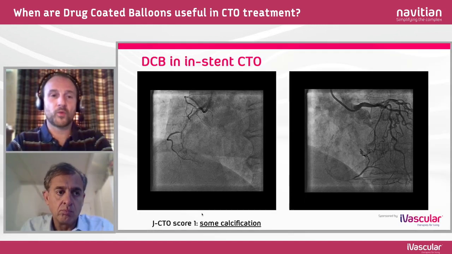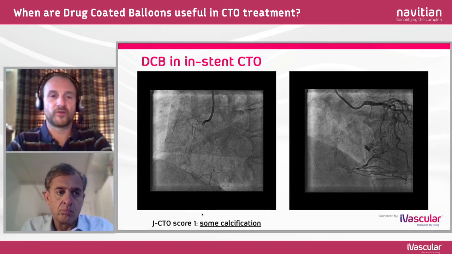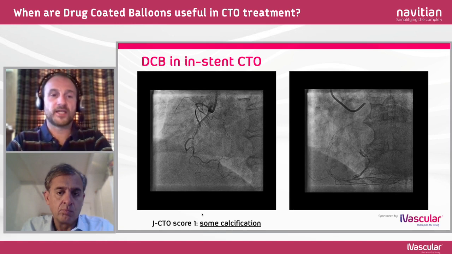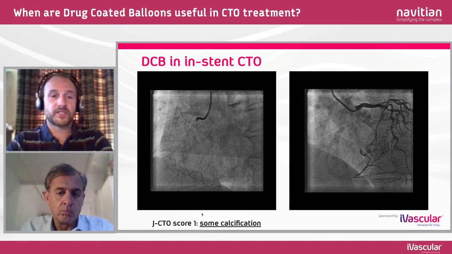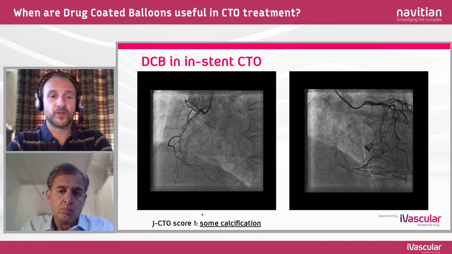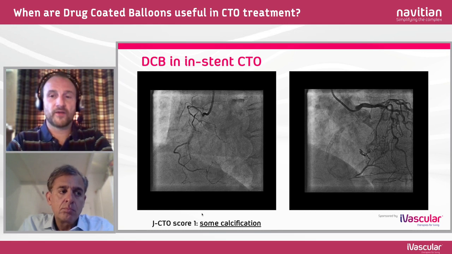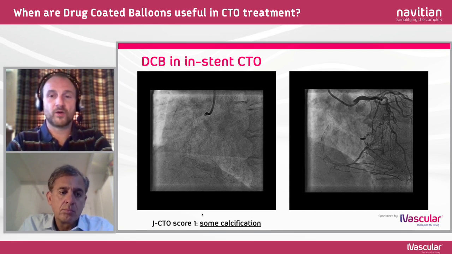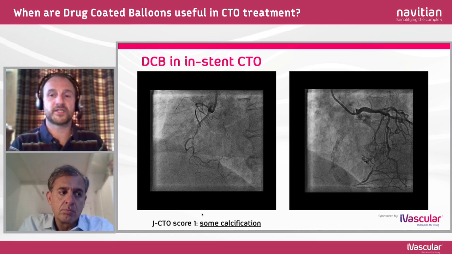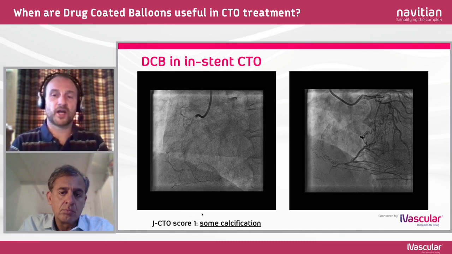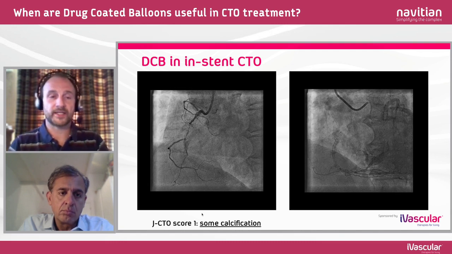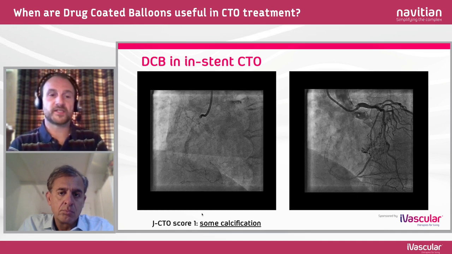Sure. Let me show you a case that can summarize what we just mentioned. This is a case of a woman who has a CTO of the right coronary artery, and this is an in-stent occlusion. We can see here on the left side the occlusion of the right in the mid segment, and on the right we have the collaterals coming from the left system, and we see a very large territory supplied by the occluded right. So definitely worthwhile to open this vessel.